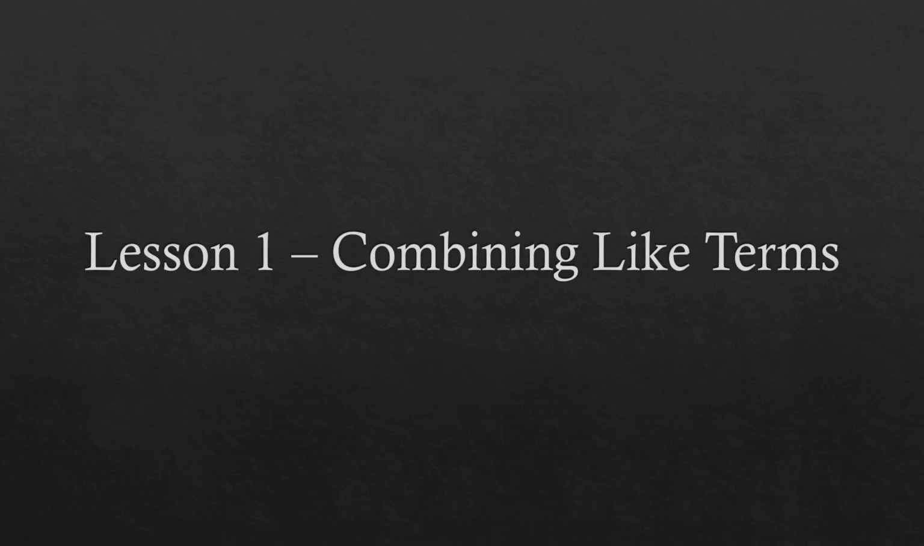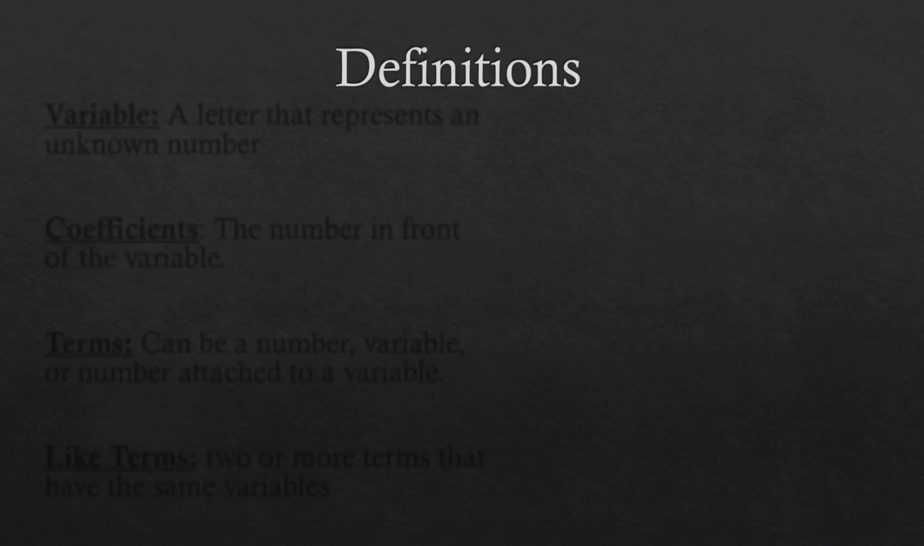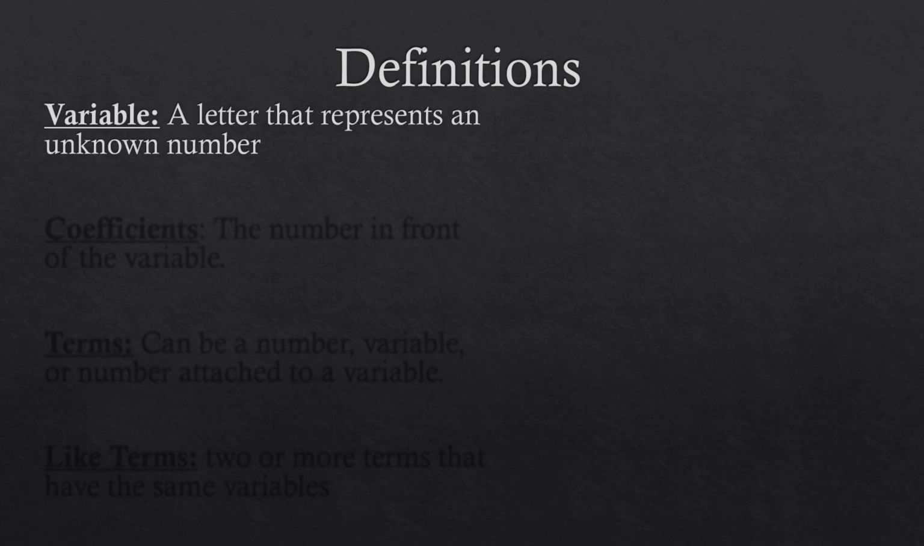In this video, I will be going over lesson 1, which is about combining like terms. All right, so first, let's talk about some definitions that we need to know. Okay, first is a variable. So a variable is a letter that represents an unknown number.